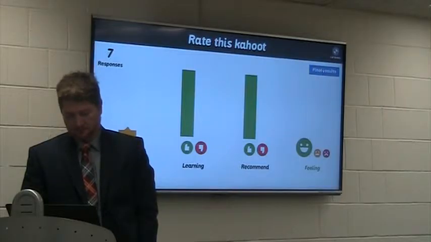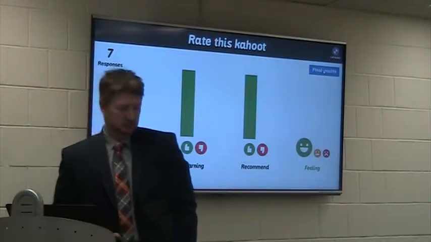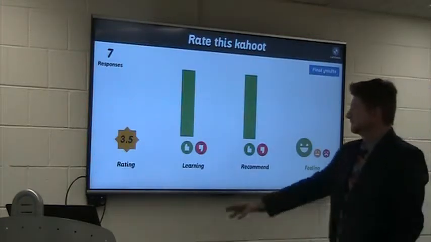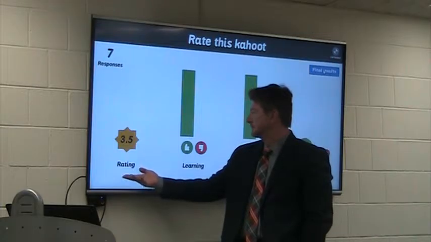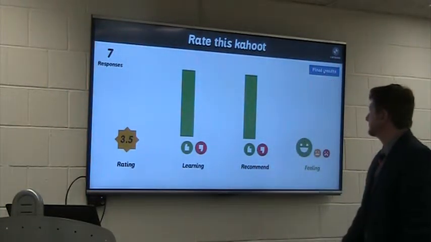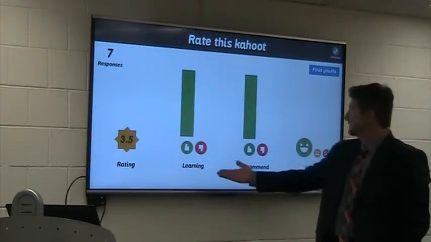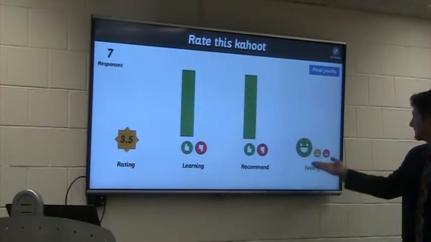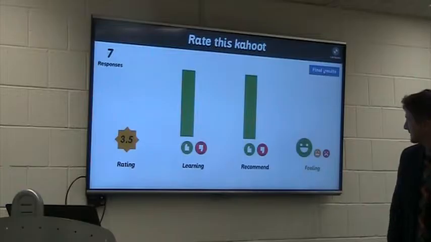And then Gary, if you could take a half step to the left, I just want people to be able to see on the left there. The yellow item is the rating, and that's a 1 to 5, correct? Yes, a 1 to 5. So it looks like everyone thought they learned from this. Everyone recommended it. Most people had a pretty good feeling about it.